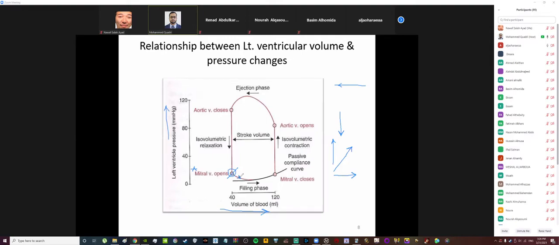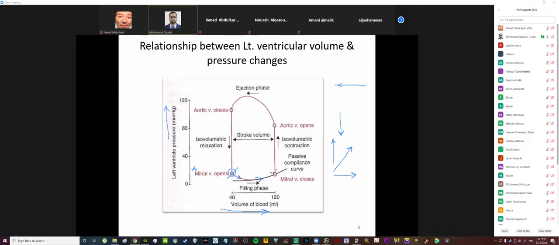What happens to the pressure? When the ventricle fills with blood, what will happen to the pressure? Decrease. Why? Because the ventricle is relaxing. Good. So initially there is a twist: a fall in the pressure because the ventricle is expanding. So there is a little fall in the pressure. But afterwards you see the pressure is also rising. So from here to here, the volume is increasing because the ventricle is filling with blood from the atria. Initially pressure drops a little, but then the pressure and the volume both start to rise.